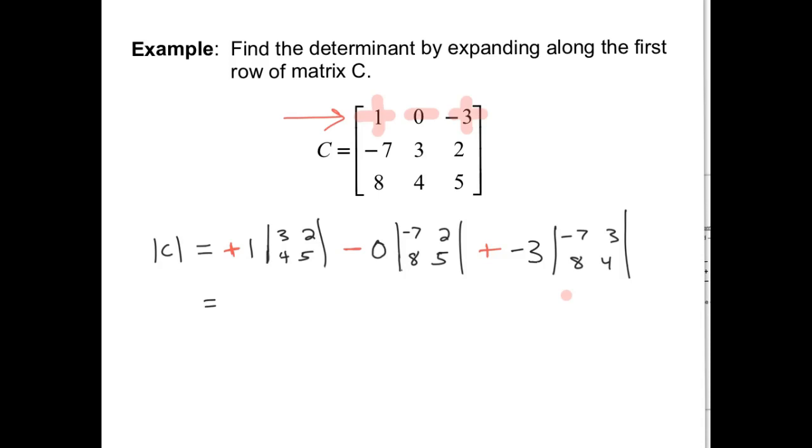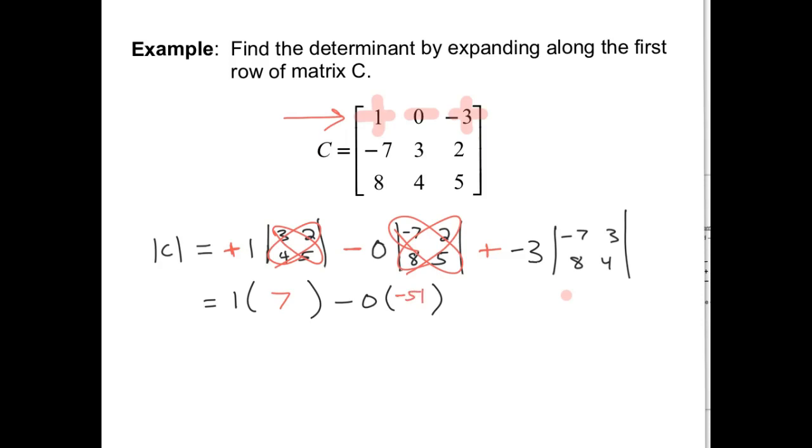So I've got 1, and now I need to multiply that times my determinant, which is 15 minus 8, that's 7. Then I've got -0 times this determinant, and it really doesn't matter what it is because I'm going to be multiplying by 0, but I'll go ahead and fill it in. -35 minus 16, which is -51.